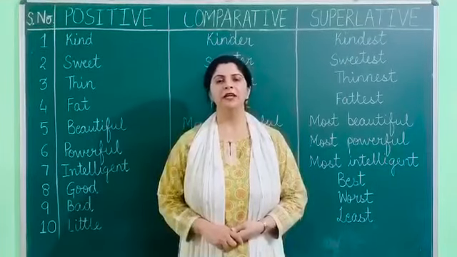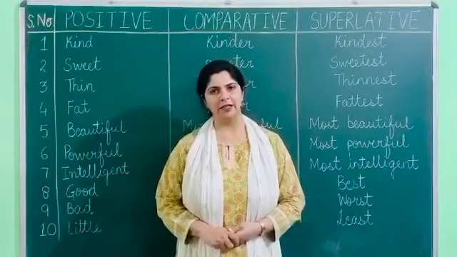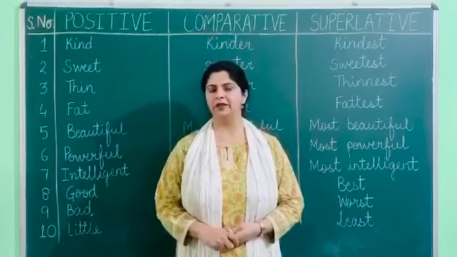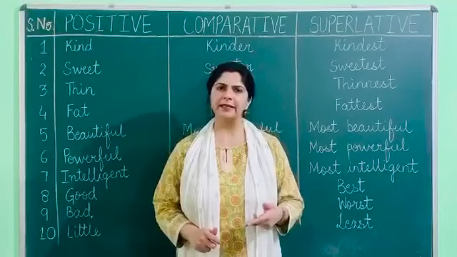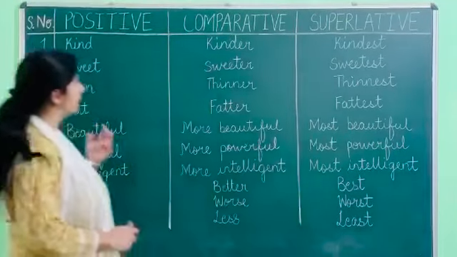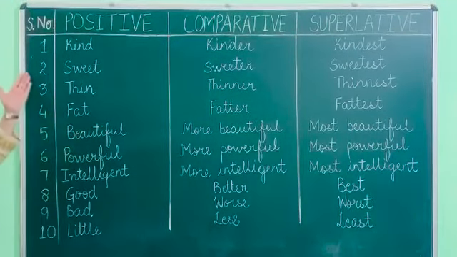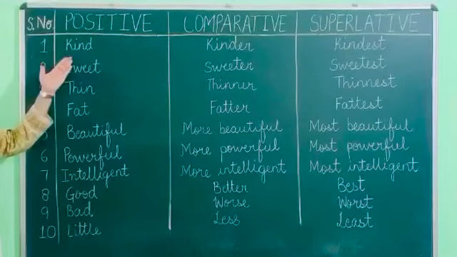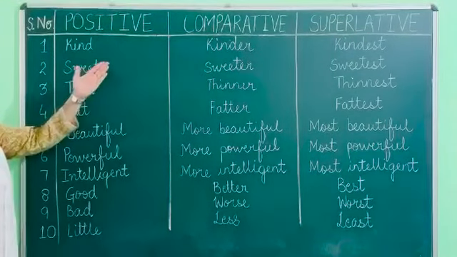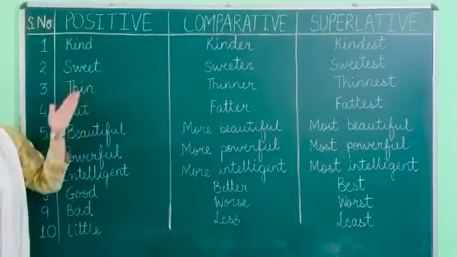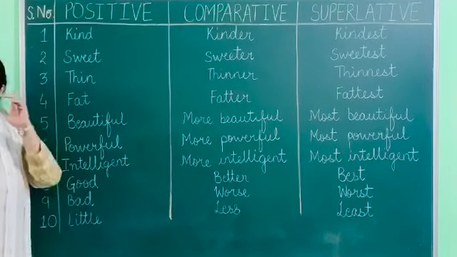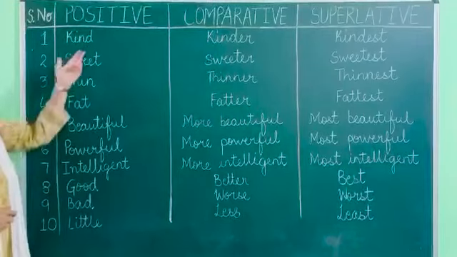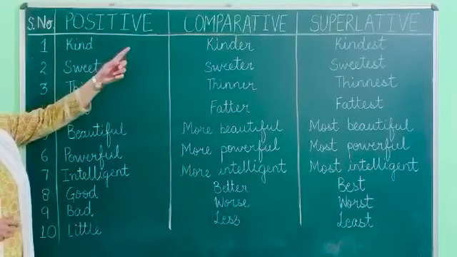Now that we have studied the degrees of comparison in adjectives, and we know that there are three degrees, the positive, the comparative and the superlative, let us write down these 10 in your notebook so that children you may learn them. Number 1, kind. Comparative, kinder. Superlative, kindest. Children, now we are talking about the one syllable words where there is only single sound coming from the word. So you are adding ER and EST to them.